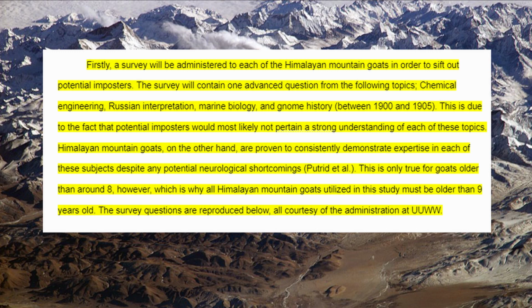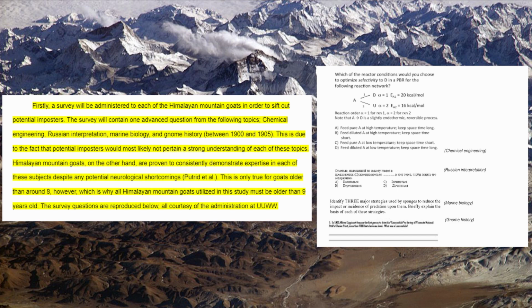However, due to the fact that mental properties of the mimic creatures are not reciprocated by the imposter, a survey was sent out to each goat in order to ward off potential imposters. We also mention an important source here, as people may not know that goats are experts in the subject of chemical engineering, Russian interpretation, marine biology, and 1900 to 1905 known history. The specific questions used in the survey are then reproduced to provide a visual aid to readers. This is also to prove that the main objective of testing these skills is accurately fulfilled.